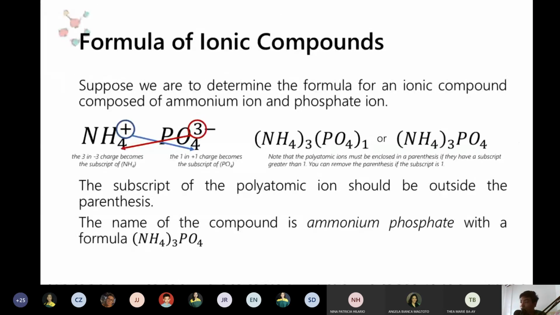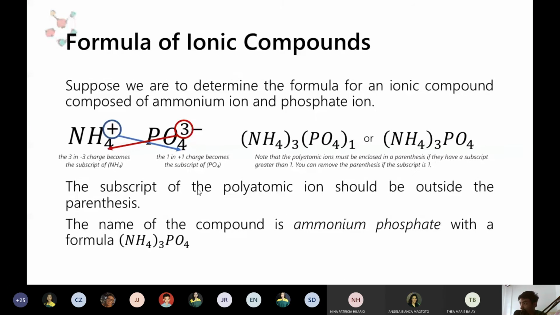So that's the formula: NH4 in parentheses, subscript 3, PO4. The name is ammonium phosphate. The name of this cation is ammonium. This one is phosphate because this is the common oxyanion. That's all there is to it. Recognition is the key.